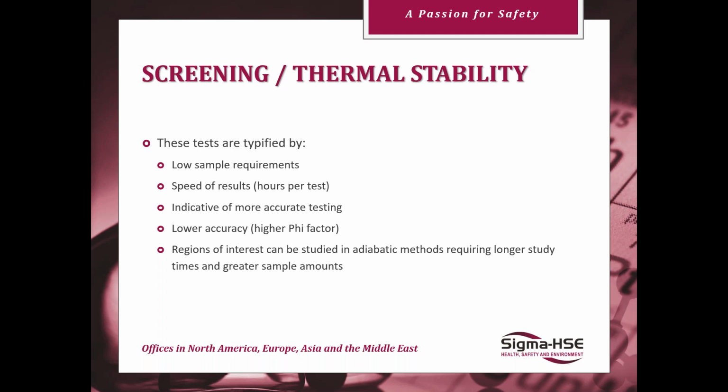So again, these are lower accuracy to large-scale systems because they have that higher phi factor. I'm not saying that the temperature and the pressure measurements that we take are low accuracy, because obviously all of our lab equipment is still to calibrated standards, but the data is of lower accuracy to large-scale systems. So again, these regions of interest that are found in these screening tests can be studied with adiabatic methods, requiring longer study times and greater sample amounts.